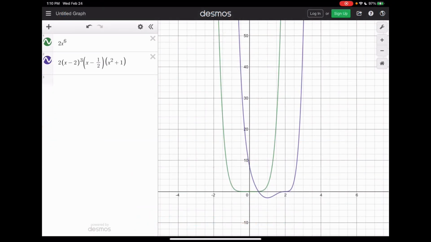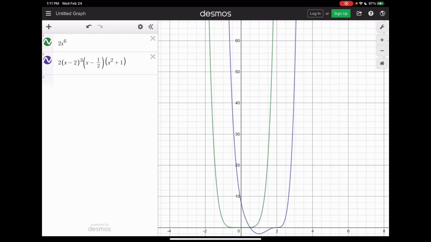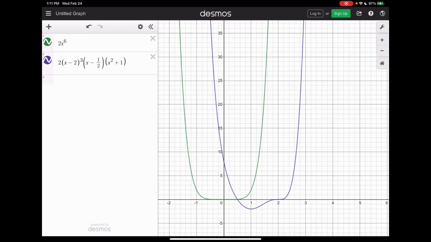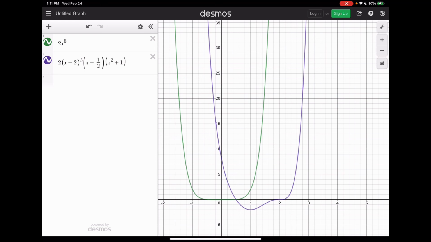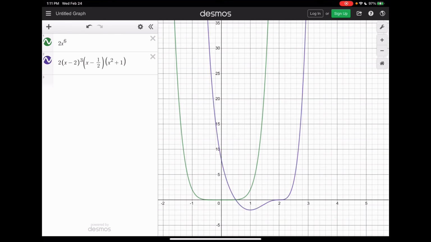So I graphed 2x to the 6 just so we could check out end behavior. So notice end behavior is going up in both directions. So that's one in green. And then I graphed the one we found. So we have 2 times x minus 2 cubed. So that's why we have a flat 0 at 2. Right? Remember, it pauses and then keeps going for a third power. X minus 1/2 is the 0 that we found.